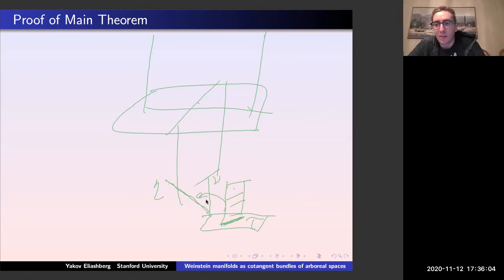I have a question. Have you looked specifically at any Weinstein manifolds which don't admit this polarization, and just tried to study what the skeleton looks like for some example which you know that you can't make arboreal?